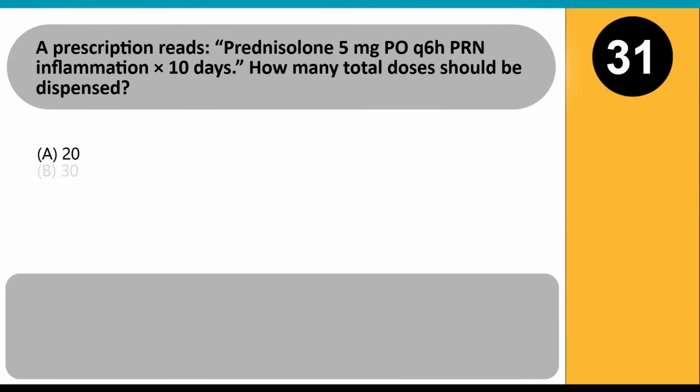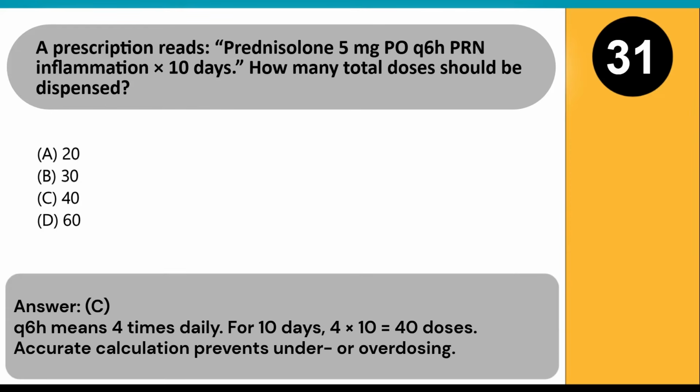A prescription reads, prednisolone 5 mg PO Q6H PRN inflammation times 10 days. How many total doses should be dispensed? A. 20. B. 30. C. 40. D. 60. Answer C. Q6H means 4 times daily. For 10 days, 4 times 10 is equal to 40 doses. Accurate calculation prevents under- or overdosing.